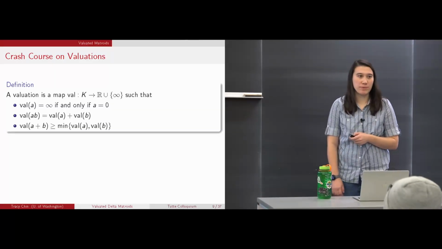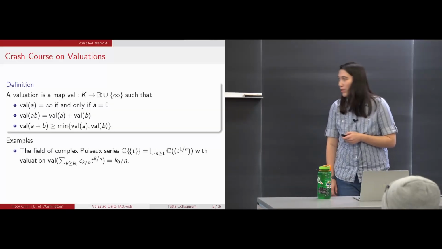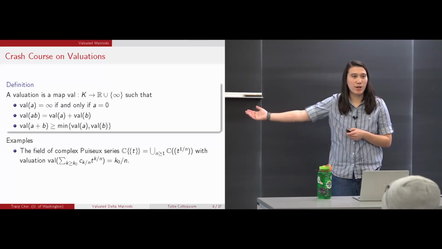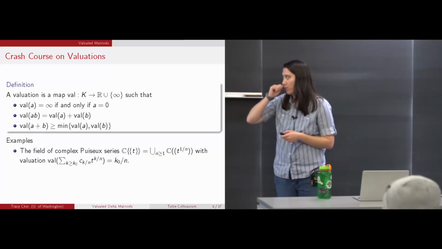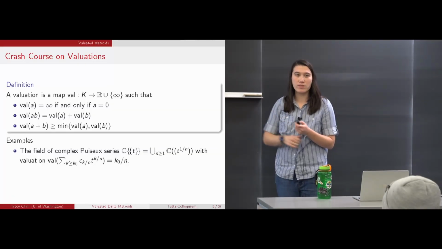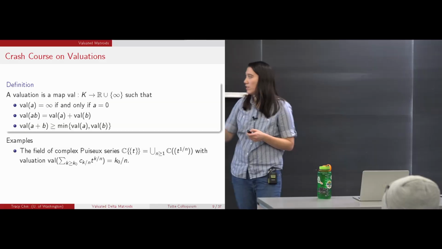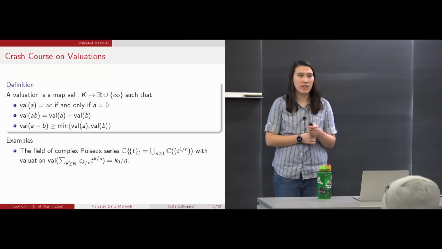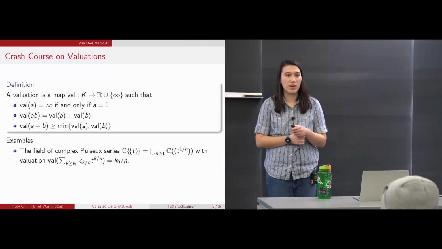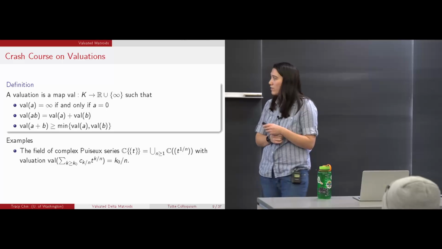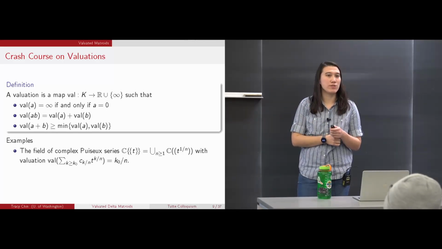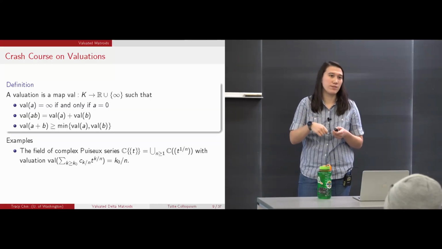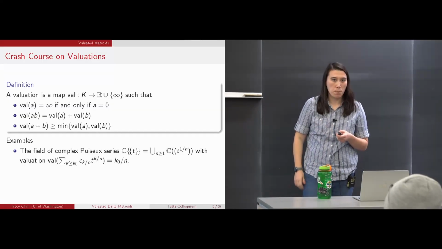So, some examples. If you enjoy tropical geometry, this is probably your favorite example. These are formal power series with rational exponents. And our valuation is just the smallest exponent that appears with non-zero coefficient. So you can think of this as, what is the behavior of this power series as t goes to 0? Does it go to infinity? If so, how fast? Does it go to 0? If so, how fast? Or is it a constant?